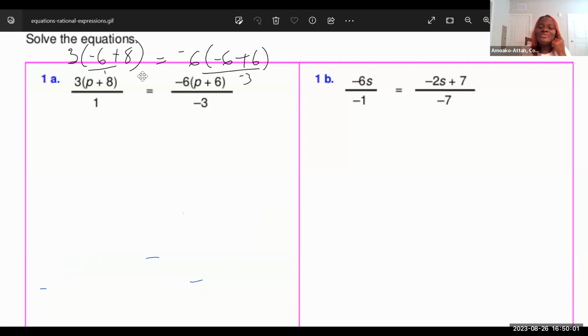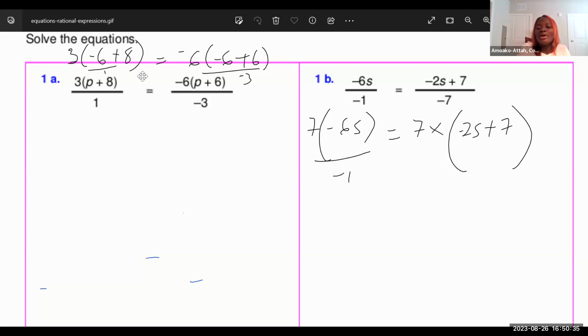All right, so with this one, what is the first thing to do? Find the LCM. What is the LCM here? 7. So it means you're multiplying each term by the LCM, right? Good. So we have 7 times negative 6s divided by negative 1 equals 7 times negative 2s plus 7 divided by negative 7, right? Okay.